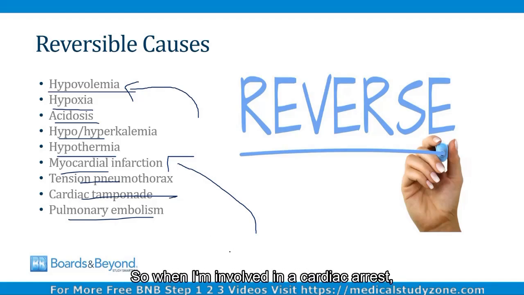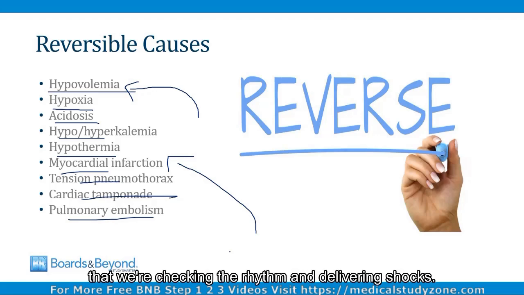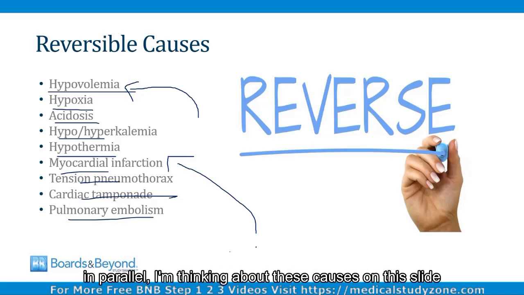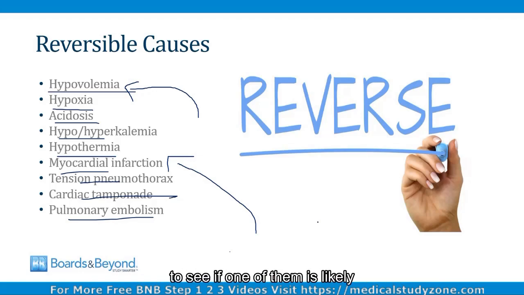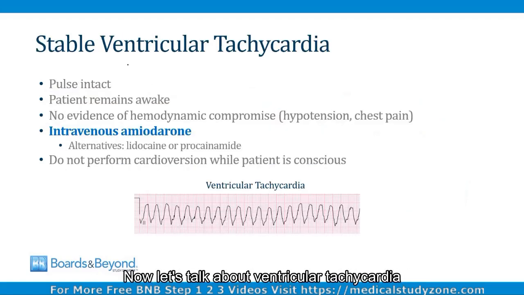So when I'm involved in a cardiac arrest, I'm making sure that someone is doing chest compressions, that we're checking the rhythm and delivering shocks. But while that's going on, in parallel, I'm thinking about these causes on this slide to see if one of them is likely to have caused the patient's cardiac arrest, and therefore, if one of them is potentially treatable. Now let's talk about ventricular tachycardia in a little bit more detail.